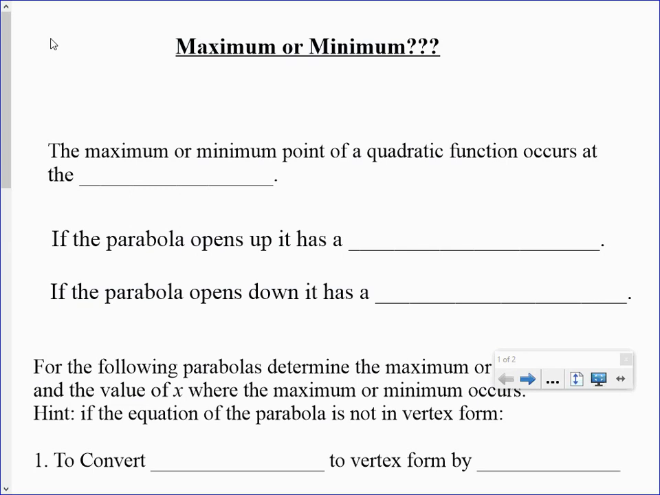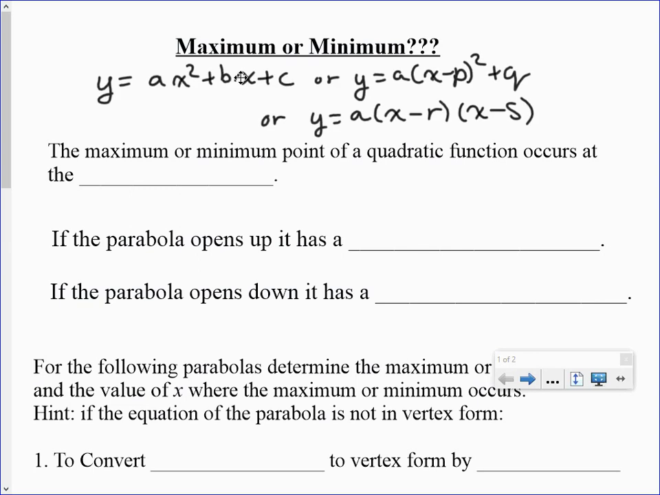You remember that all equations for parabolas can be written as this: y equals ax squared plus bx plus c, which is the standard form. y equals a, x minus h squared plus k, which is the vertex form. And y equals a, x minus r, x minus s, which is the factored form. But you'll notice that all of them have an a value.